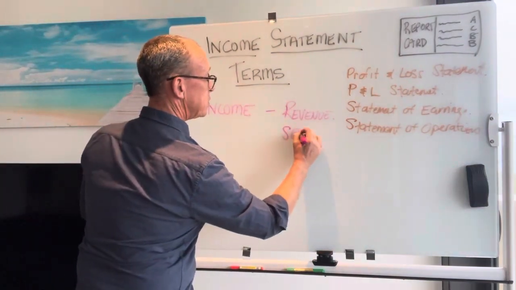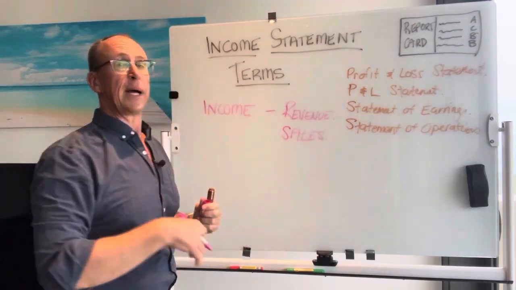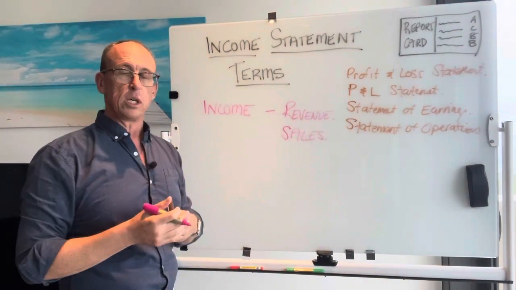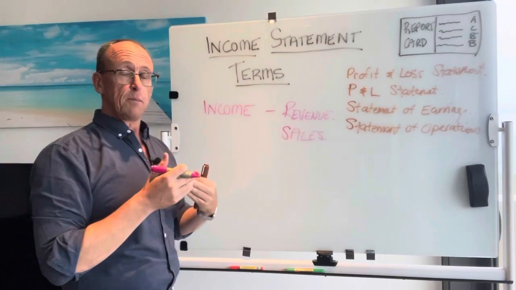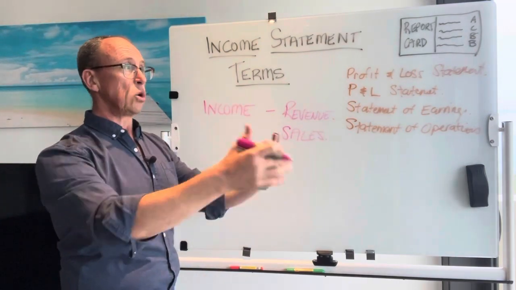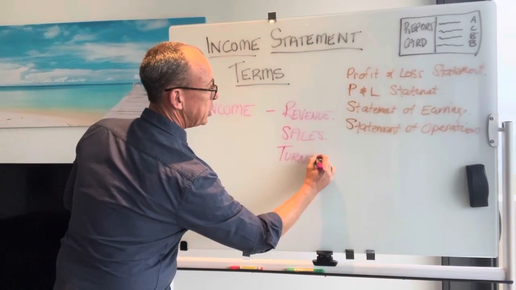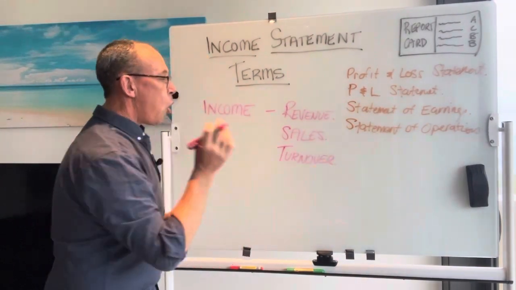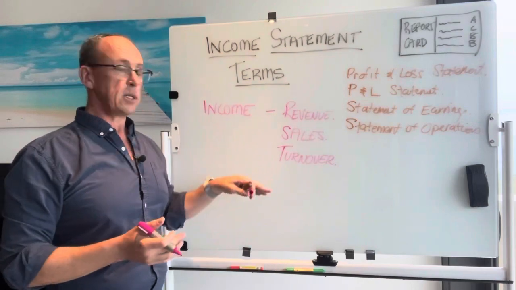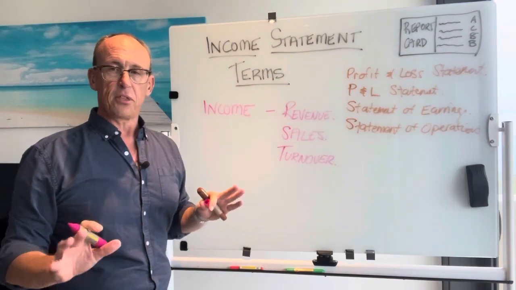Sales, a pretty obvious one. Yep, we're in the process of making sales to the marketplace. In other words, we've had an agreement: you're going to give me some money, and I'm going to give you some services or goods. The other thing you might see it called in a business is turnover. All of these points here are exactly the same thing.